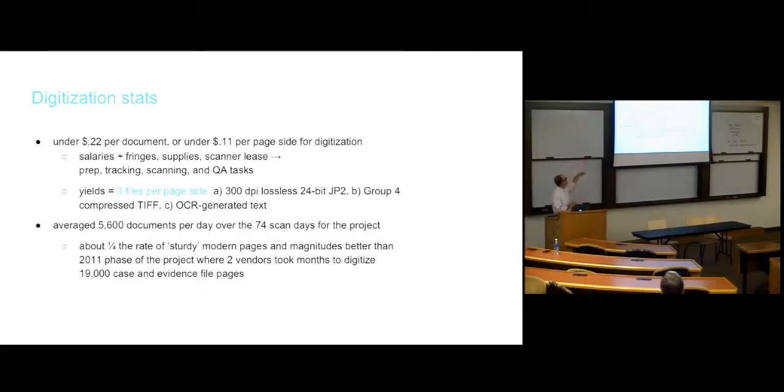And the actual average that we have, if you divide the 414,000 documents over 73, 74 scanning days, was about 5,600 documents per day. Oh, 74 days, I apologize. And in the previous phase of the project in 2011, we used 2 different vendors, and with their turnaround time and all of our packing and tracking and preparation time, it took just under 5 months to digitize 19,000 pages.